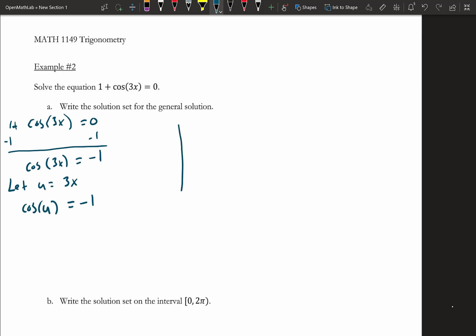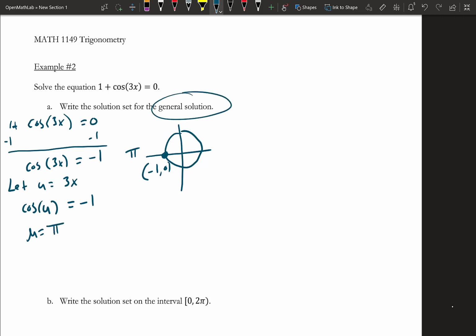If I draw the unit circle, remember the cosine value is the x-coordinate. So this point here is the point -1, 0. That angle is going to be the solution. Well, that's pi. So in other words, what we know is that u is going to be equal to pi.